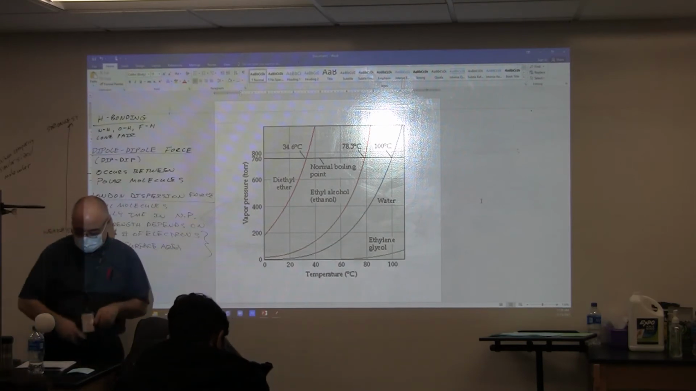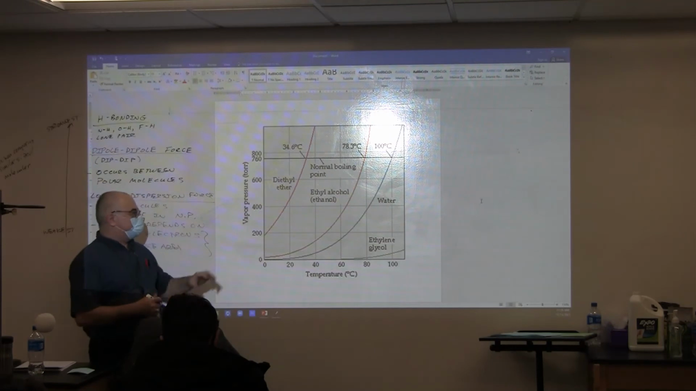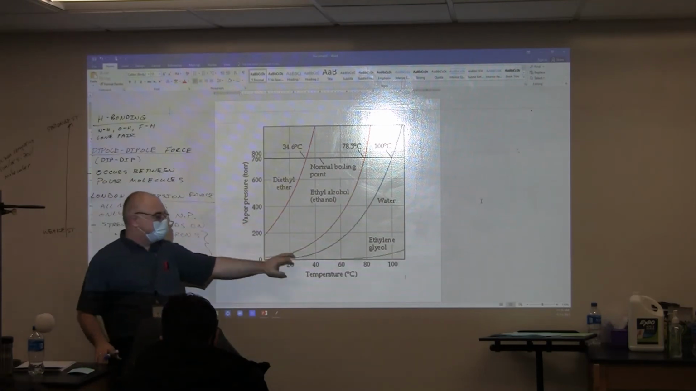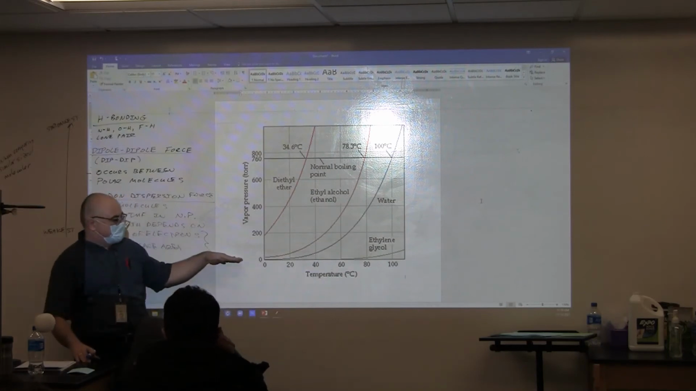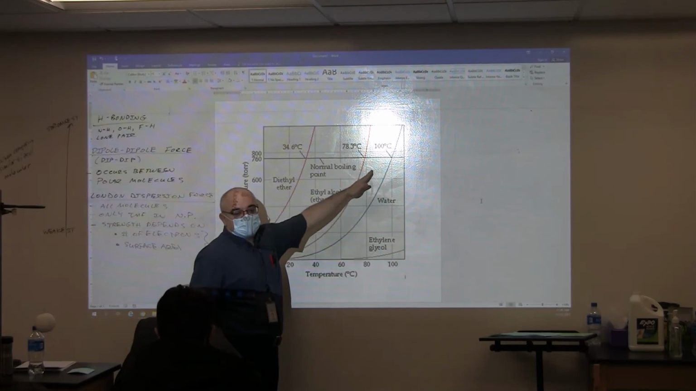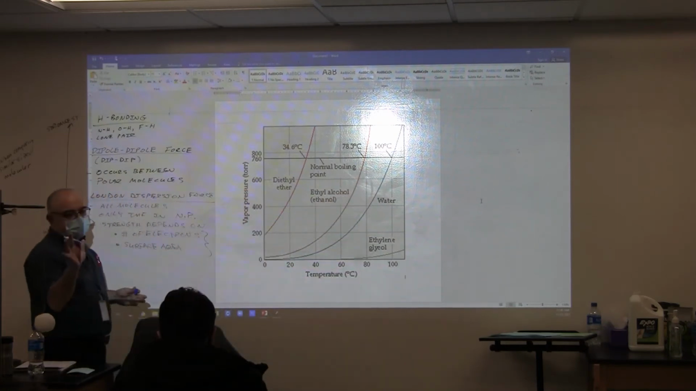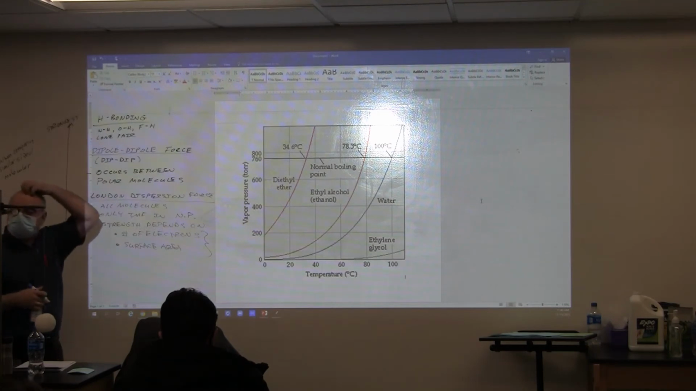All right, take a look at this graphic. This shows vapor pressure versus temperature, right? So far it makes sense that as the temperature goes up, so does the vapor pressure. Actually, it's exponential. Now watch this though. Every one of these molecules doesn't follow the same curve.